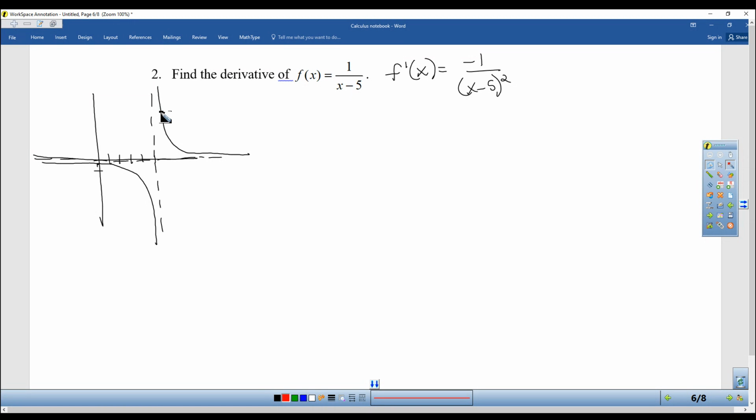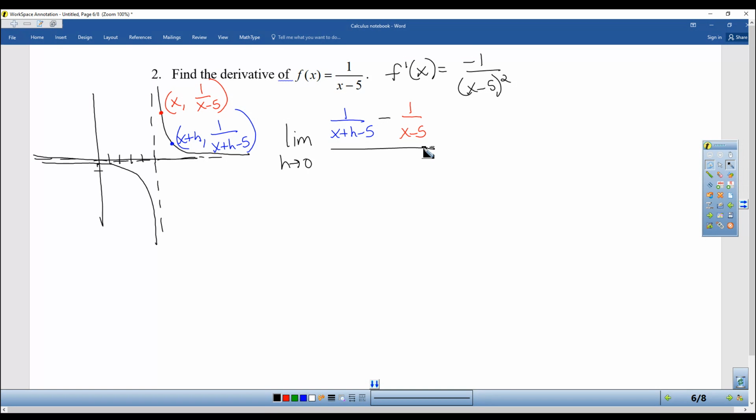I'm going to pick my 2 points. I have x and 1 over x minus 5. I have x plus h and 1 over x plus h minus 5. And I'm going to do a slope between those 2 points. So I'm going to do y2 minus y1 all over x2 minus x1. And that would give me the slope.